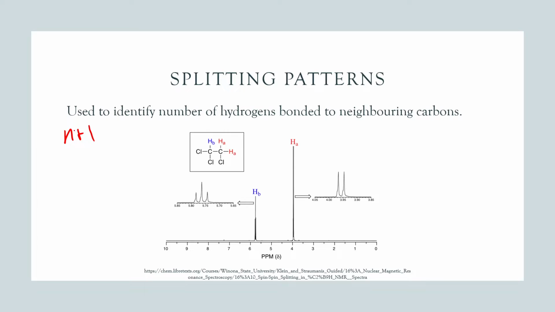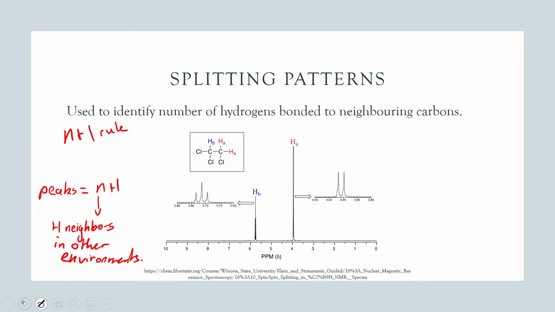When we look at the N+1 rule, what we say is the number of peaks is equal to N plus 1, where N is the number of hydrogen neighbors in other environments. That may not make a whole lot of sense, so I'm going to try and explain it using the example that I've given here.